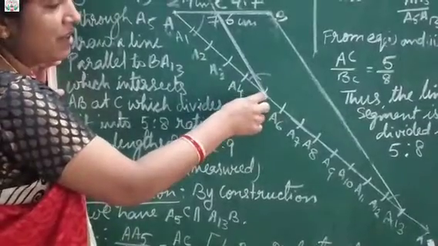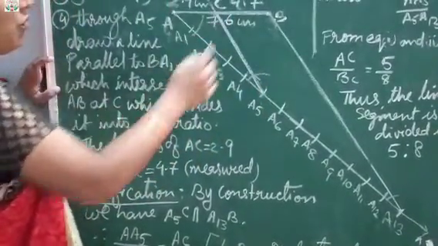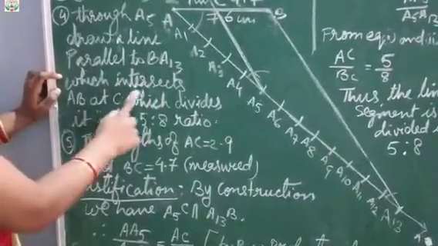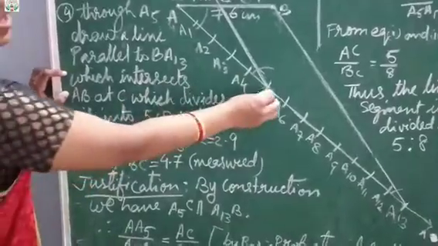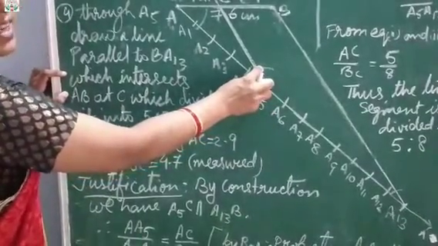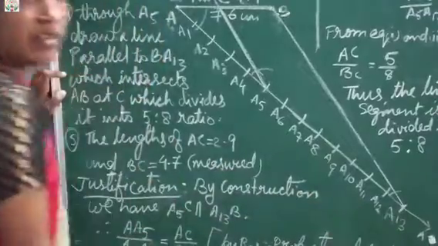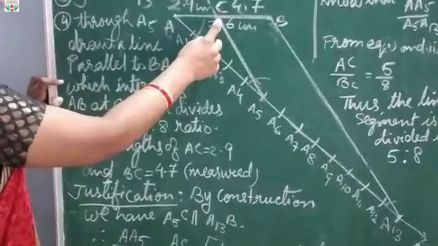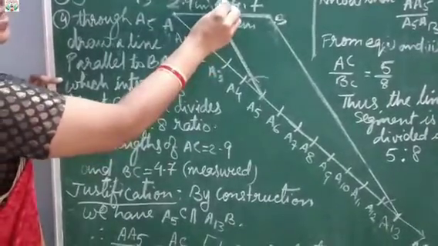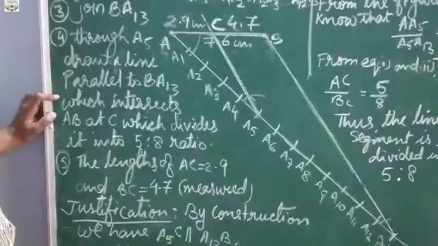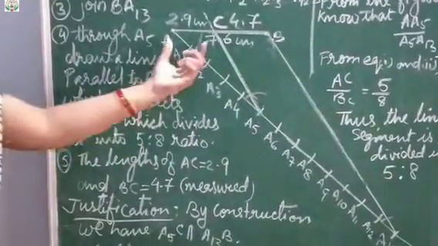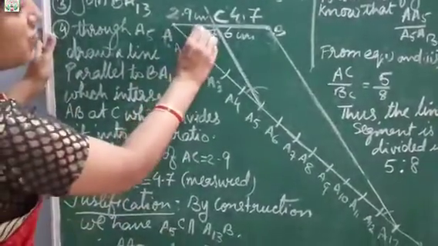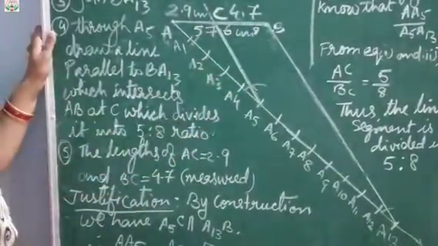And with that angle from A5, we will draw a line where it intersects AB, that parallel line which intersects AB at C. So this line from A5, with the same measurement angle as we had at A13, when the line is drawn, it meets AB at point C. Okay, clear? Now after that what? Which divides this AB into 5:8 ratio. So this is 5 ratio and this is 8 ratio.